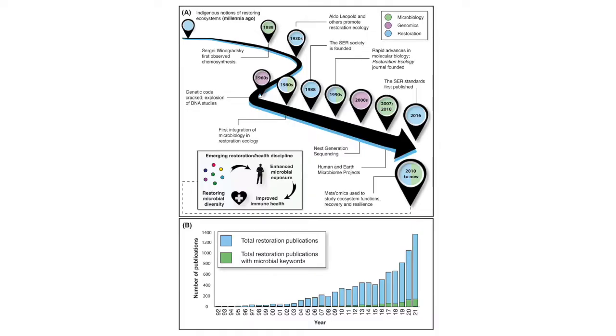This is the second figure of our paper, and it is linked to a historical review of microbiomics and restoration ecology over time. You can see it starts thousands of years ago with the indigenous notions of restoring ecosystems, and then it goes to 1888 with Sergei Vinogradsky, who pioneered the microbial ecology discipline. Then you go to the 50s and 60s, when DNA studies exploded and the genetic code was cracked. And then through to the 2000s, when next generation sequencing came about and really fueled more microbiomics studies, and the advances in technologies allowed us to study microbial communities in the environment on a much deeper level.